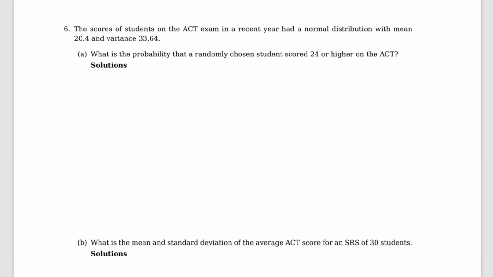The scores of students on the ACT exam in a recent year had a normal distribution with mean this and variance this. Oh, you see that? Then can we write down X is the ACT score, right? Scores of students on ACT. I say X. So X has normal distribution, mu equal 20.4, and can I write down 3364? Yes or no? It is not. Why? It is variance. You see that test. Could you remember? Most of you didn't do that. It is a variance.